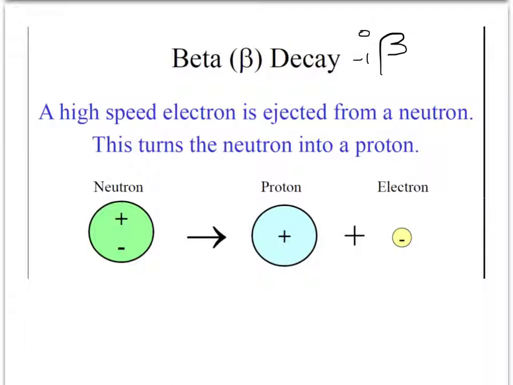So the way we could symbolize this from within the nucleus is a neutron, which is 1 nucleon and 0 charge, turning into a proton, which is 1 nucleon with a 1 charge, and an electron, which is 0 nucleons with a -1 charge. And once again, all of this sums up to be equal because 1 equals 1 plus 0, and 0 equals 1 plus -1.